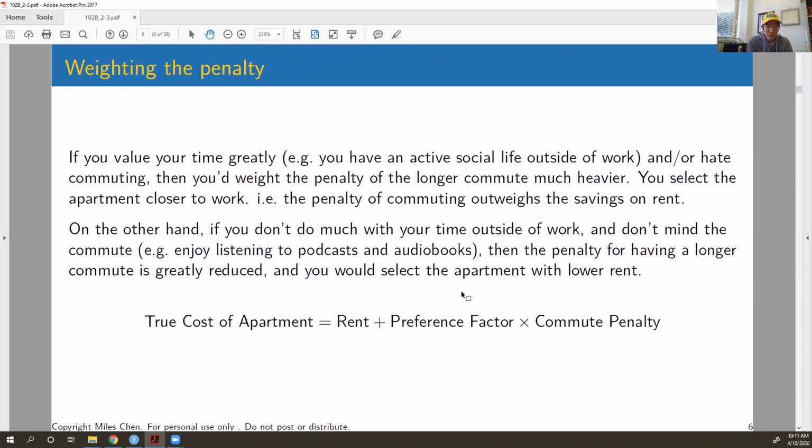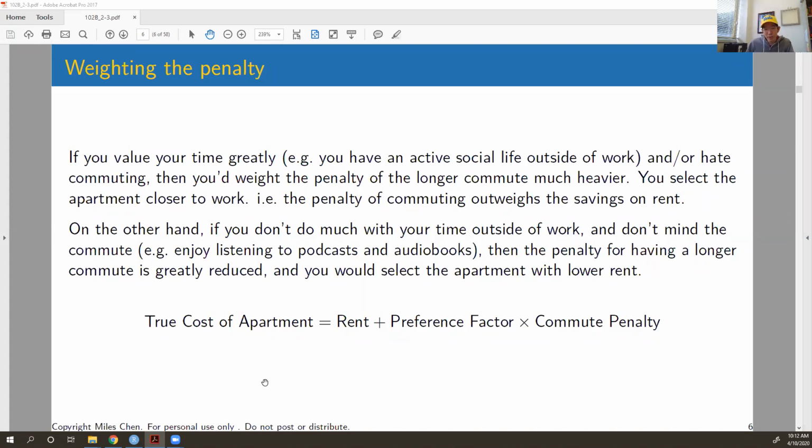So the question comes down to how much you value your time. Let's say you have an active social life outside of work, or you really hate commuting. In that case, the penalty of having the longer commute is going to be heavier, and you'd probably select the apartment that's closer to work, meaning the penalty of commuting outweighs the savings on rent. On the other hand, if you don't do much with your time outside of work, or you don't mind the commute, let's say you enjoy listening to podcasts and audiobooks, then the penalty for a longer commute is greatly reduced, and you probably select the apartment with the lower rent, and you'd say, with that extra cash, I can do something nice.